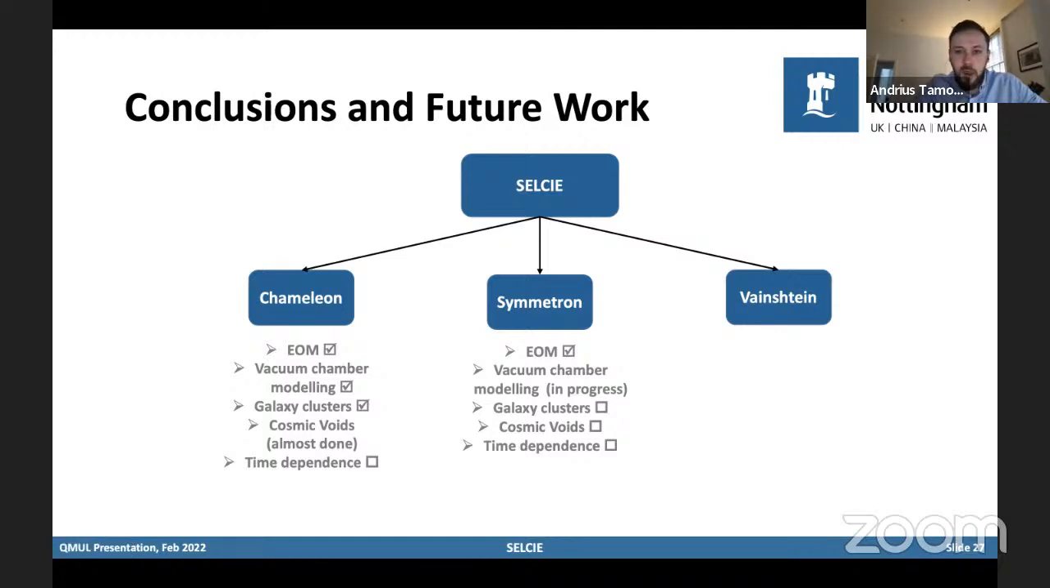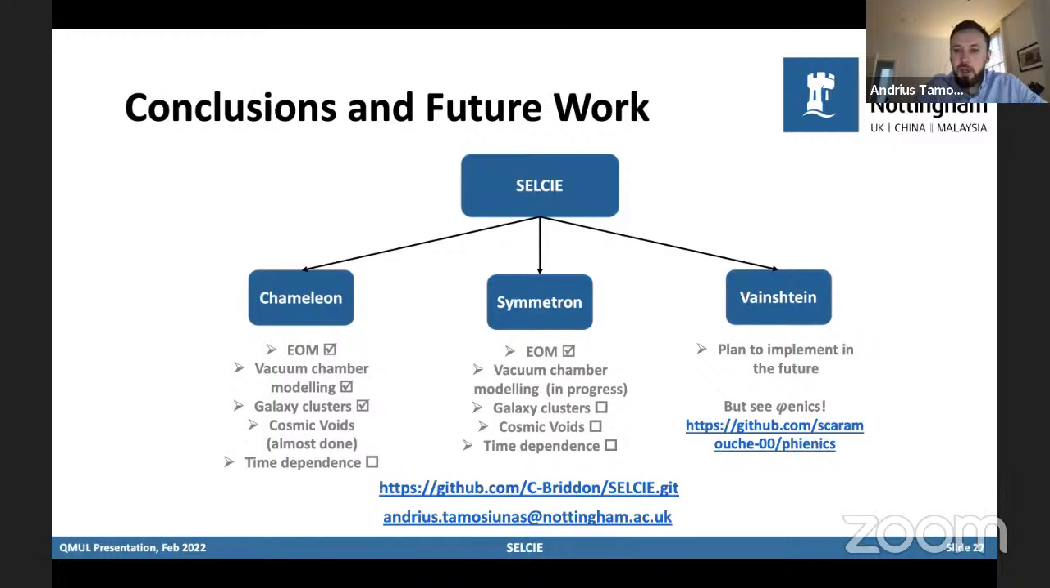What about Vainshtein screening? Possibly we plan to implement it in the future. One reason we are not working on that at the moment is that there already is a code by one of our colleagues, Daniela Saadeh, which you can find here. It allows you to model using the same type of approach, the Phoenix code. It allows you to look at different Galileon models with Vainshtein screening.